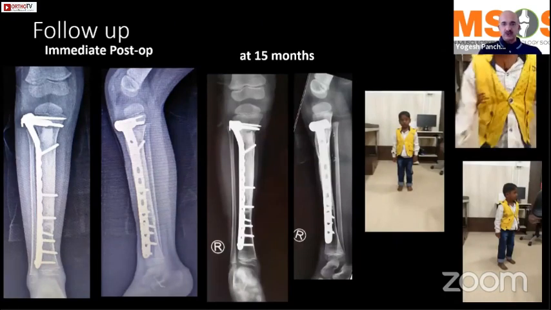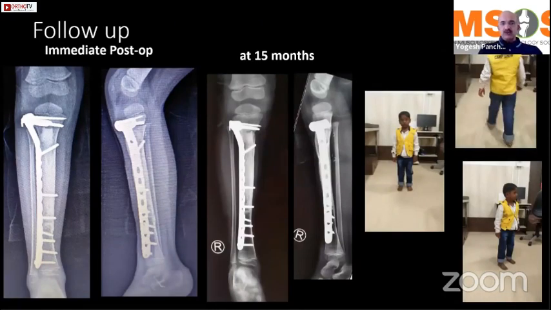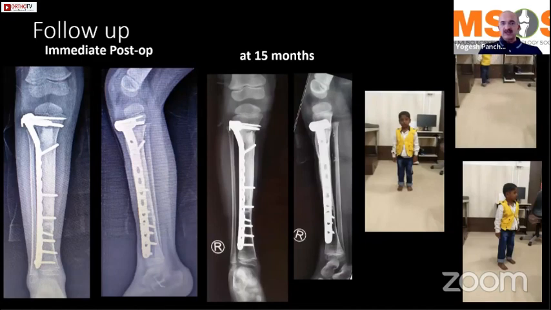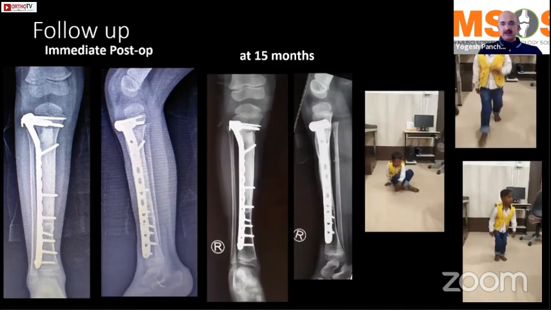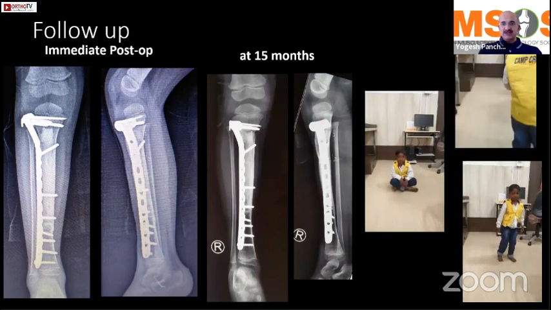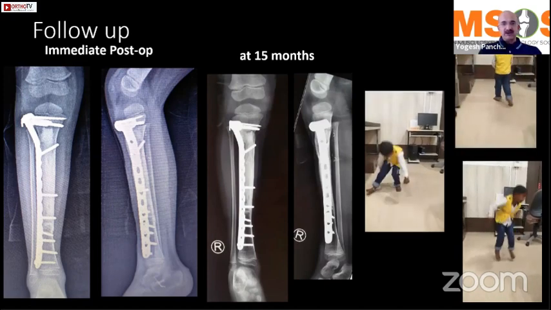The radiated bone has united well with the host bone, and in fact in the follow-up x-rays you can see that both the growth plates are growing in length as well, proximally as well as distally, and the patient has got an adequately good function.